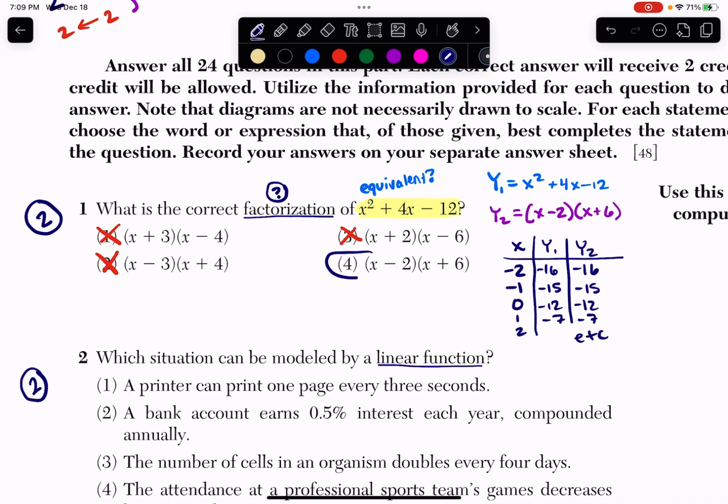So I have found something that matches. Even though I don't know what factorization means, just based on knowing what equivalent means, both of these expressions are giving me all the same y values for all the same x values. They seem to have all of the same solutions if I set them equal to y. So I can feel pretty confident that answer choice 4 is my answer.